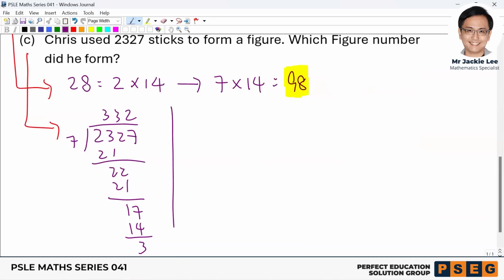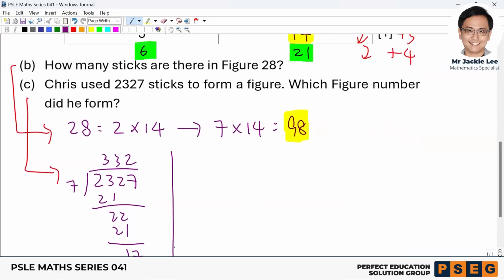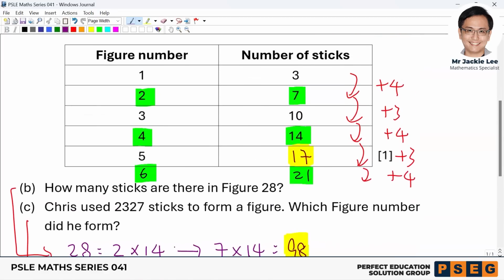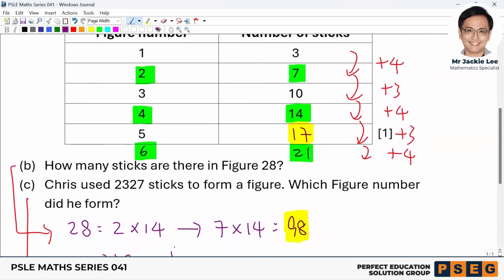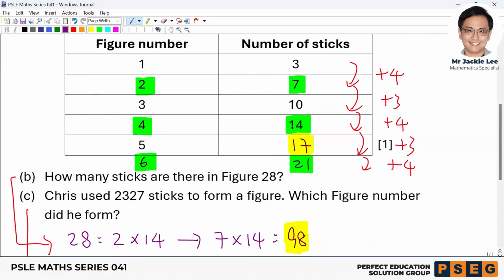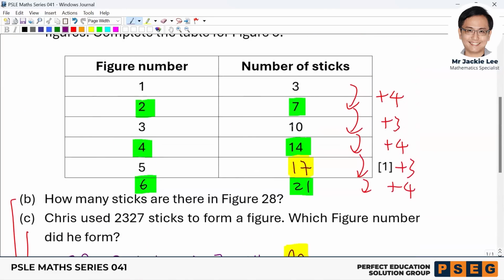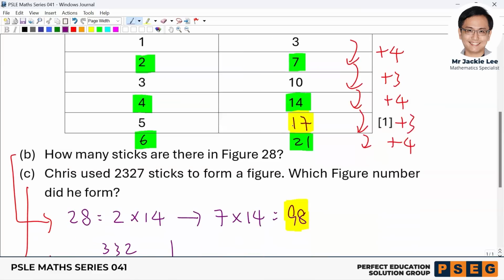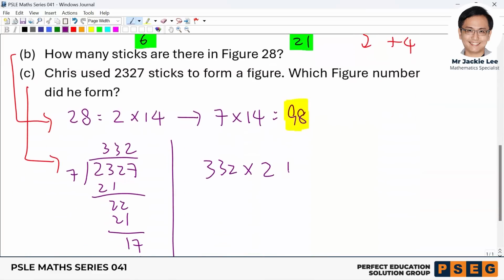So what does it tell us? In fact, we should have 332 cycles of all these, based on the figure numbers, they are all these even numbers. So we should have 332 times 2 in terms of the stick number. And then because there's a remainder of 3, that means we should have one more round of putting in the sticks, which is plus 1, plus 1. So therefore, 664 plus 1, the answer for part C should now be 665.